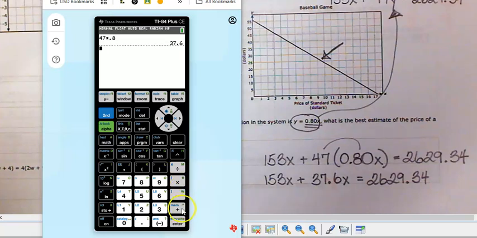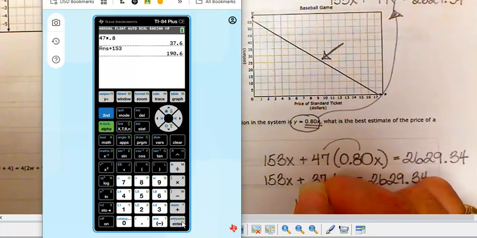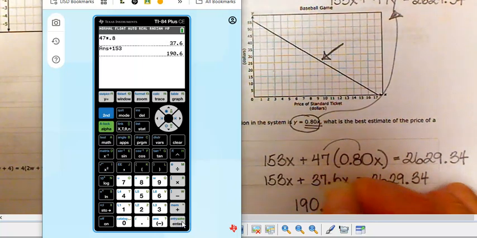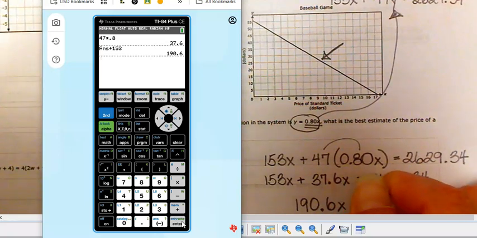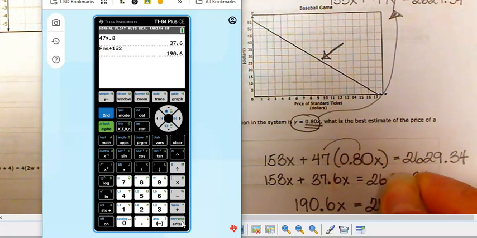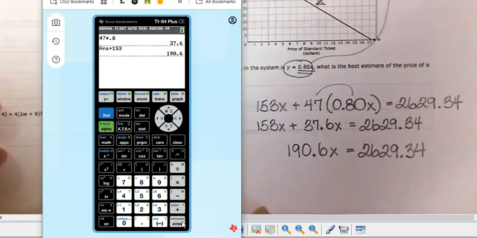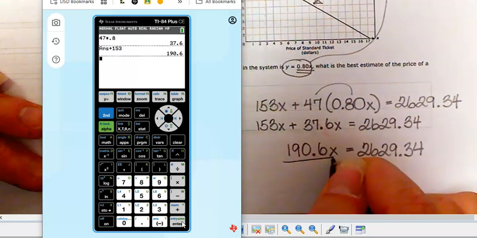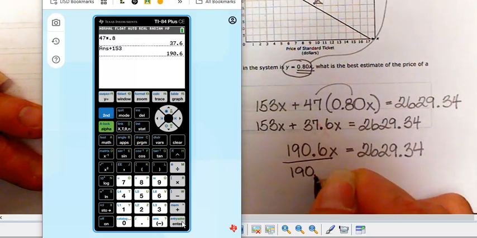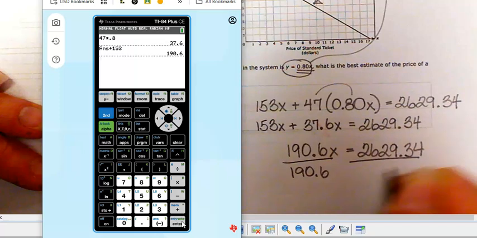37.6x plus 153x is going to be 190.6x, and that equals 2,629.34. What am I going to do next? I'm going to divide both sides by 190.6.